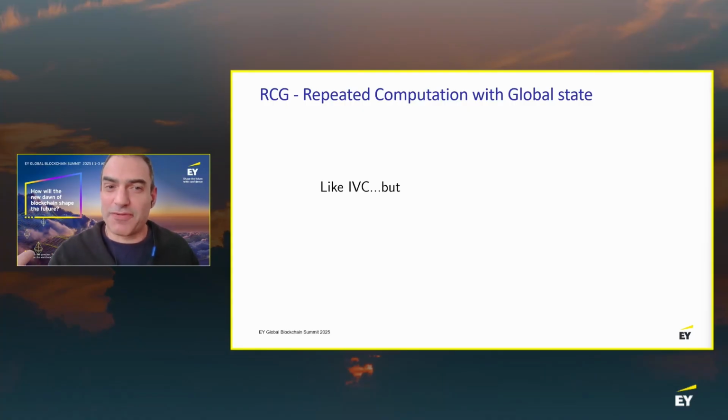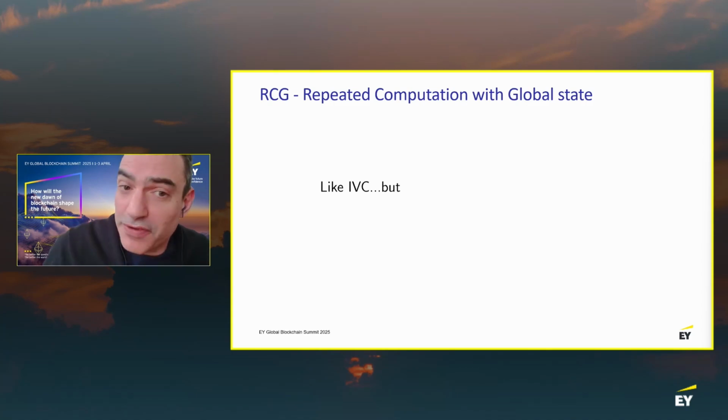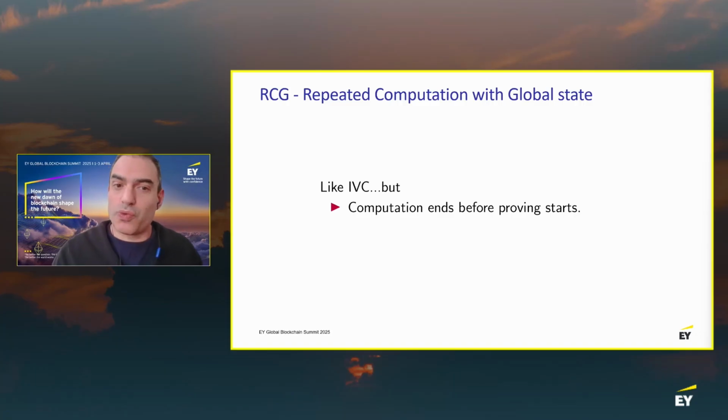To deal with issues of this form, a convenient framework is this notion of repeated computation with global state. It's very similar to what's called IVC, which I'm guessing some of you have heard of, which stands for incrementally verifiable computation, with two modifications. The first is that in RCG, I can assume the computation ended before the proving starts. If you look at the original IVC paper of Paul Valiant, he's talking about a computation humanity is doing for generations. But in practice, we're using IVC in many cases for scenarios in which it's totally practical to assume it has ended. And we can leverage that to simplify the proving process.